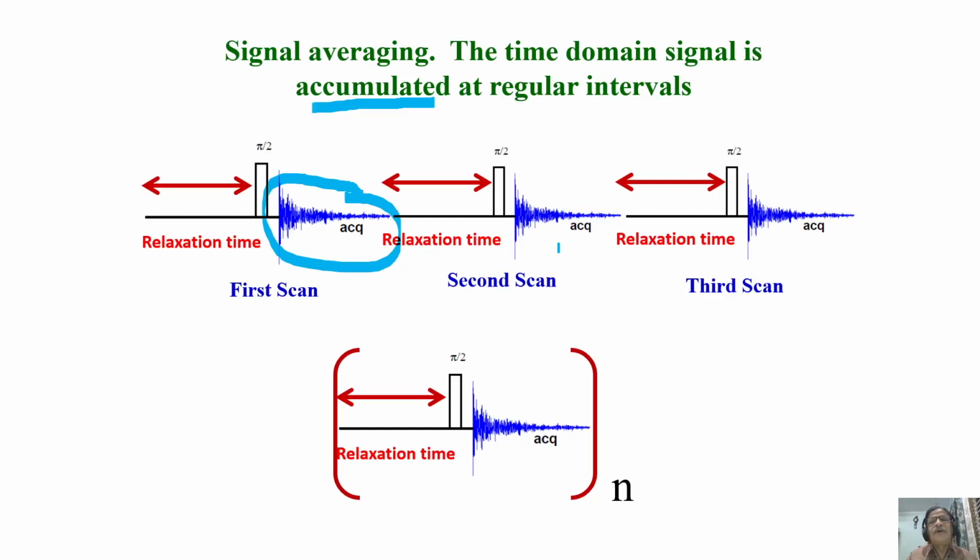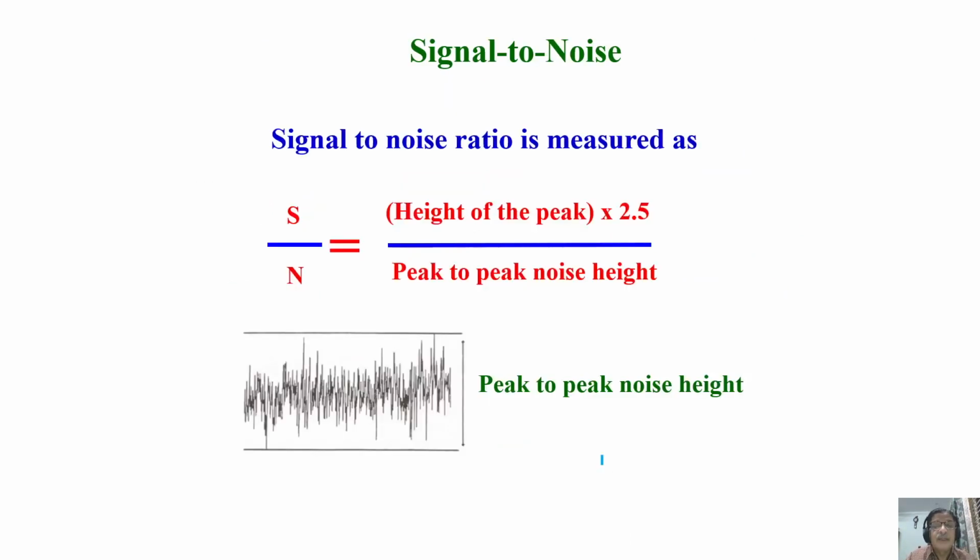This will give you enormous gain in the signal intensity. Enormous means how much? If I acquire once and twice, is it enough? If I acquire twice, then how much gain will I get? If I acquire 100 times, how much gain do I get? These questions we have to answer. That depends upon a parameter called signal to noise.